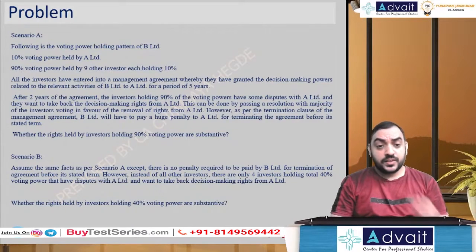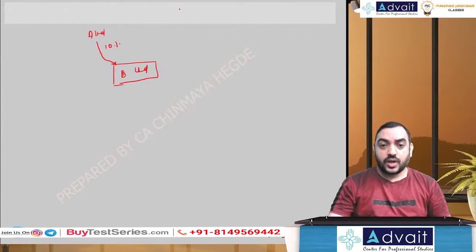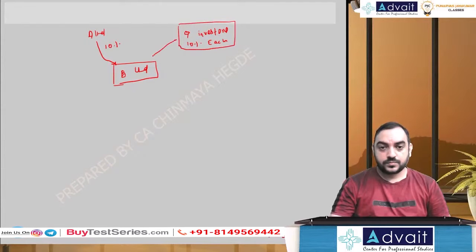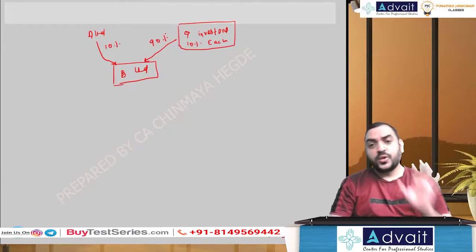And 90% power is held by 9 other investors, each holding 10%. So the other 9 investors, 10% each. So they have 90%. Okay, this is the voting pattern.